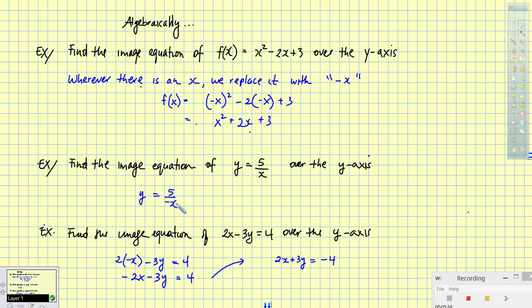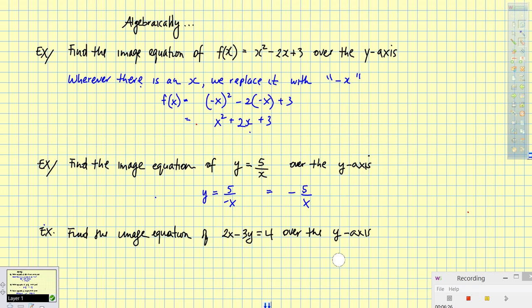If I have to find the image equation of the next example, y equals 5 over x, then if I'm reflecting it over the y-axis, wherever there is an x, I will replace it with negative x. So y equals 5 over negative x, which simply becomes negative 5 over x, the negative of 5 over x. And again, the same thing in the third example of 2x minus 3y equals 4 over the y-axis.